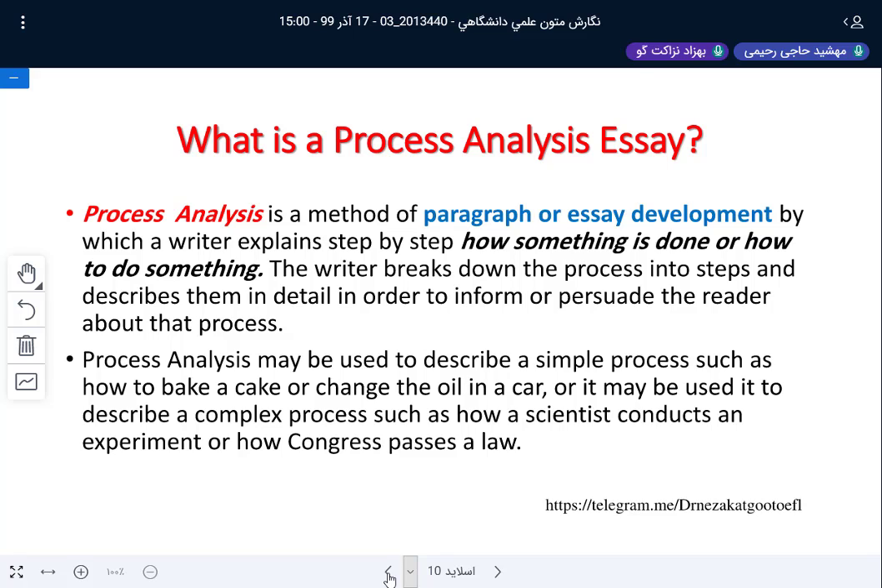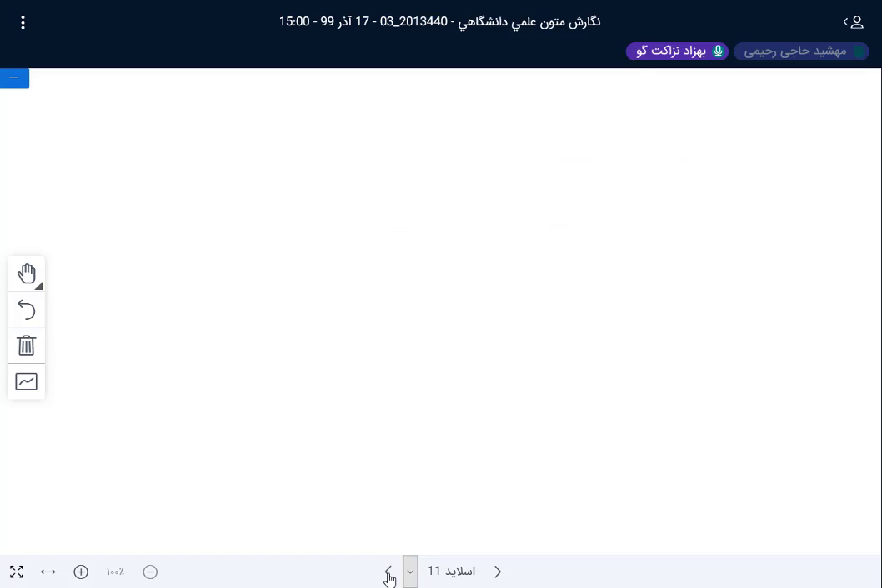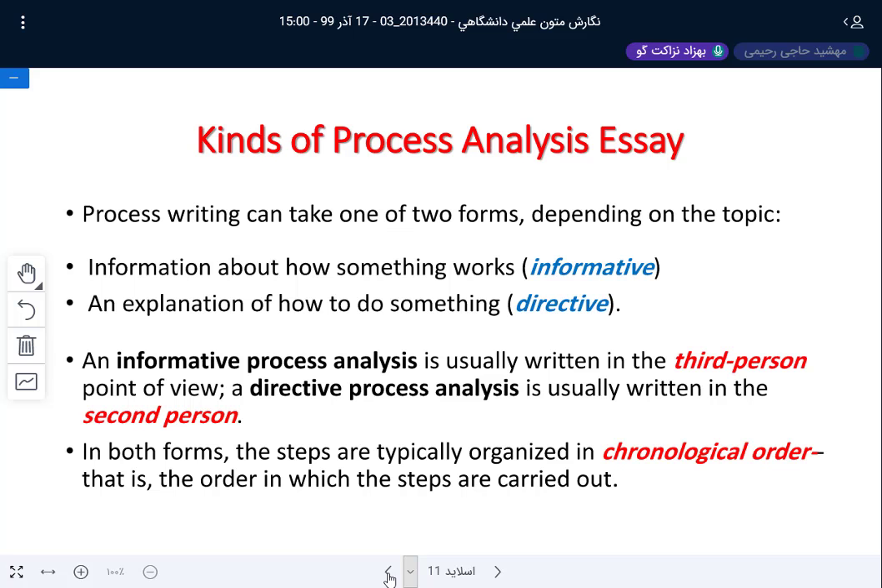or it may be used to describe a complex process such as how a scientist conducts an experiment or how Congress passes a law. Okay. How something is done. So it is informative. But the previous one, how to bake a cake, is directive. So kinds of process analysis. Go on.